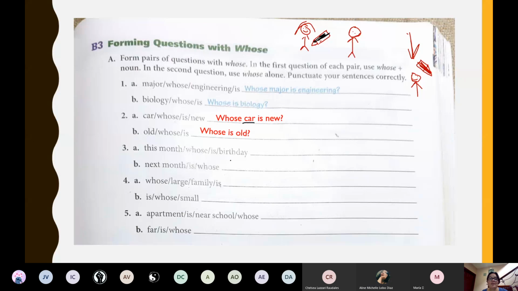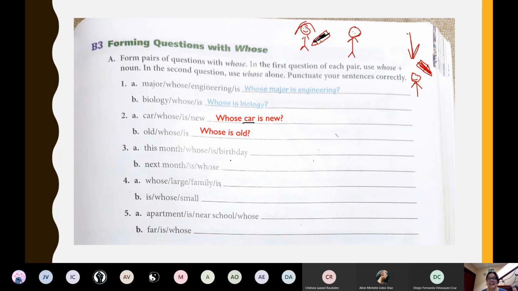So let me see number 3. This month, whose is birthday? Which one is the sentence? Tell me, I want a boy to tell me this sentence, this question. This month, okay, tell me. Whose is this month's birthday?